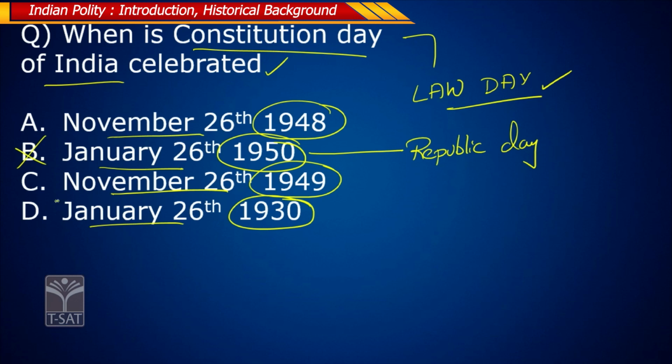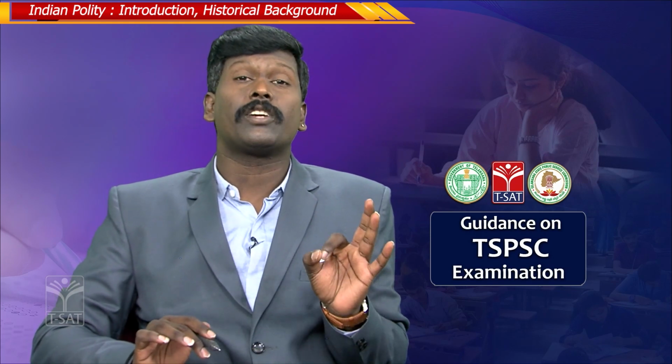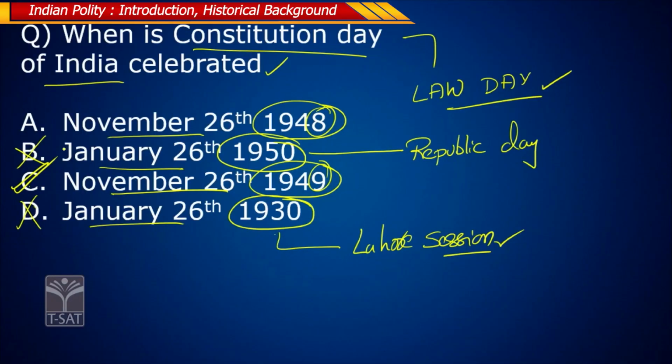January 26, 1930 cannot be the answer because it is the result of the Lahore session. So it may be C or A. The only difference here is the years. Constitution Day is celebrated only when the Constituent Assembly adopted or passed the Constitution of India. When was the Constitution passed by the Constituent Assembly? November 26, 1949. Answer is C.